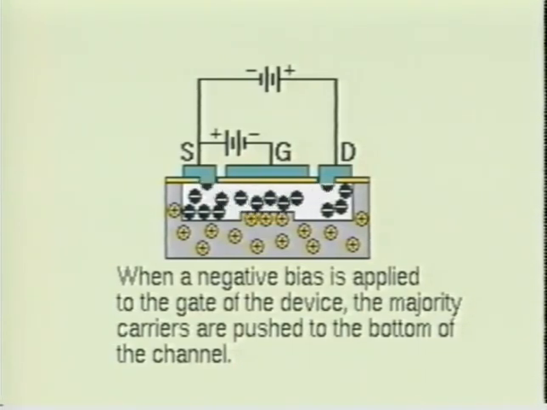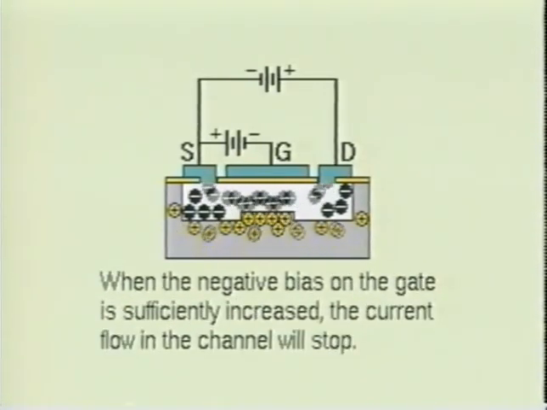channel. If the negative bias on the gate is sufficiently increased, it will cause the channel to stop the current flow between the source and drain. The gate is then said to have depleted the charge carriers from the channel.